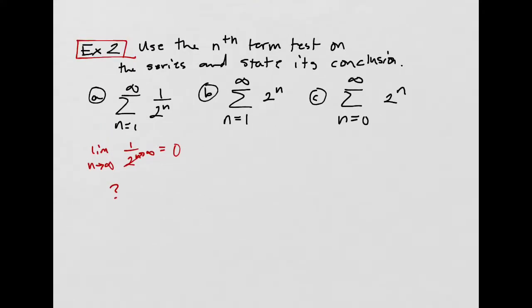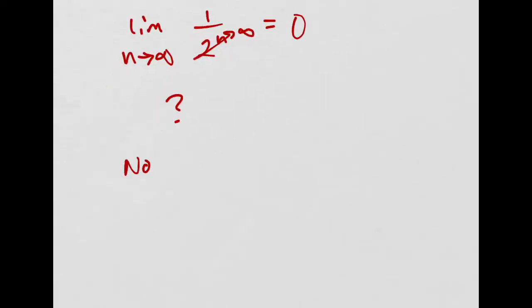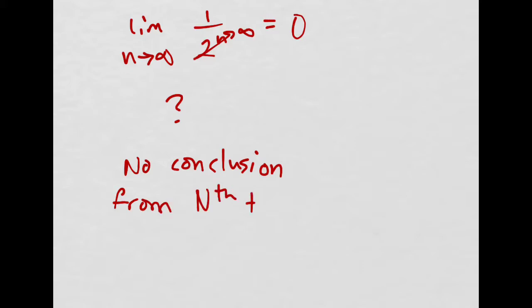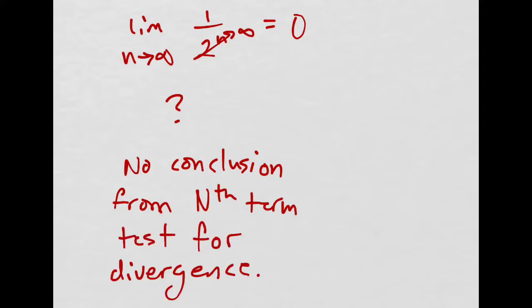So when it says use the nth term test on the series and state its conclusion, you'd say no conclusion. And it's specifically from nth term test for divergence. We would have to use some other technique, just like U sub wouldn't work. We'd have to try maybe using some fancy antiderivative formula, or maybe partial fractions, or evaluating improper integrals, or whatever.